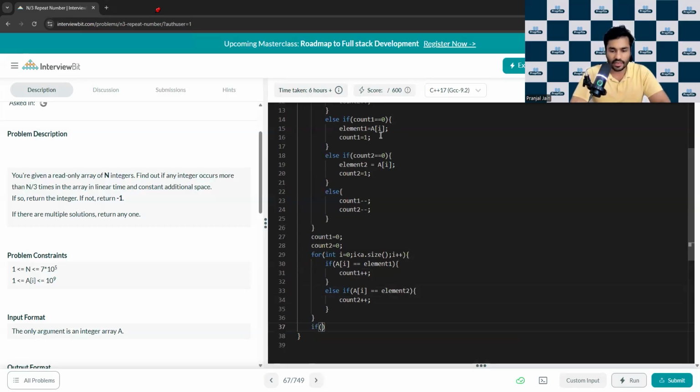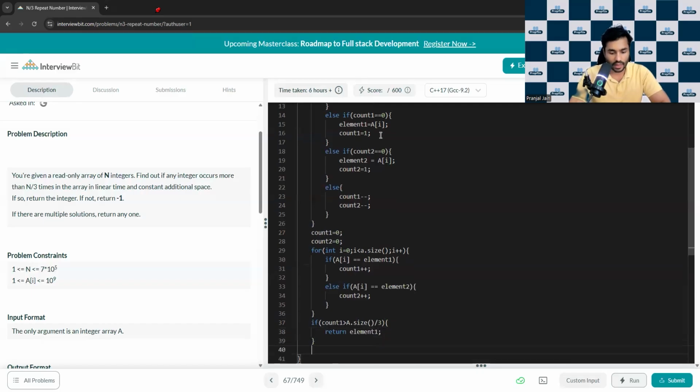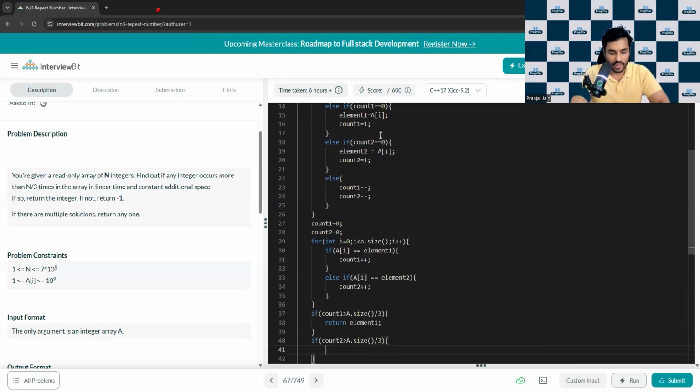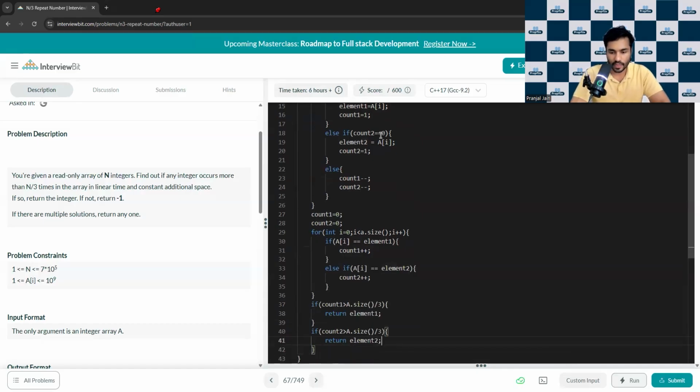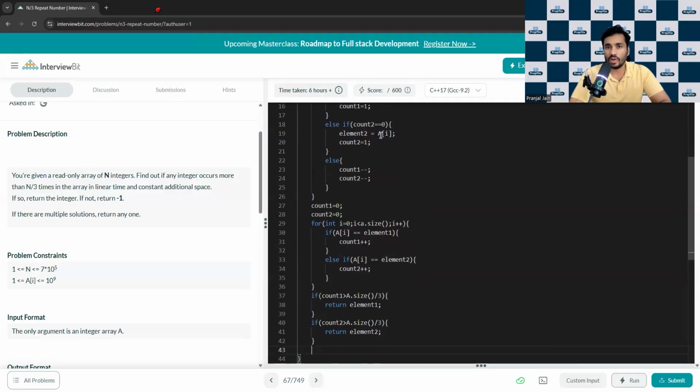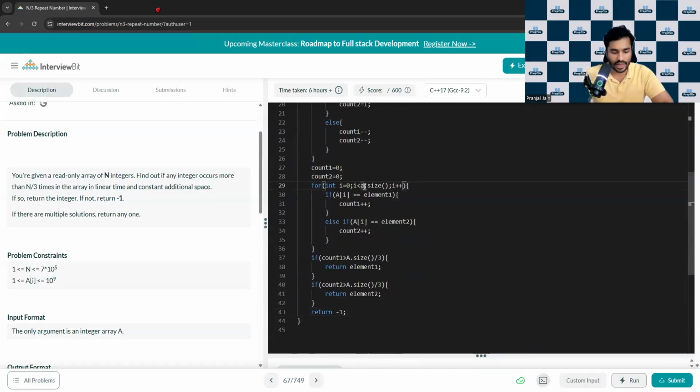We simply have to check if this count 1 is greater than a dot size by 3. That means element 1 is the answer, so we return that as the answer. And if count 2 is greater than a dot size by 3, we have to return element 2 as the answer. And if none of them are the majority element, none of them are appearing more than n by 3 times, we return -1 as the answer. We've made a typo over here, it's capital A.